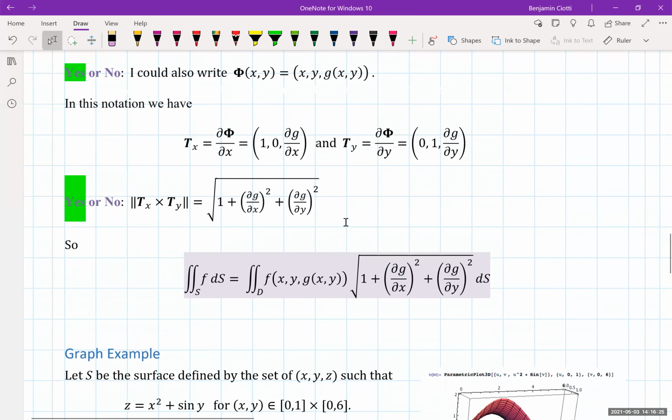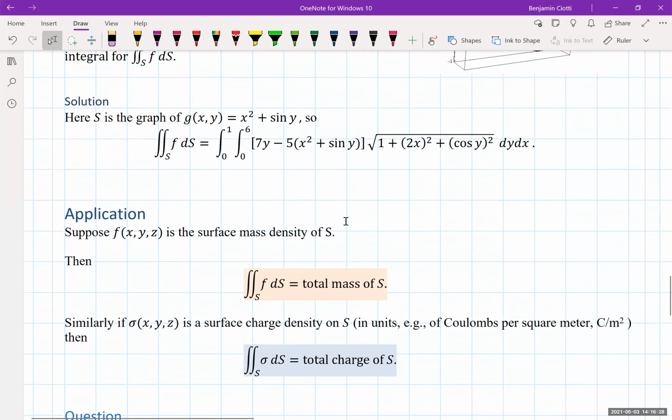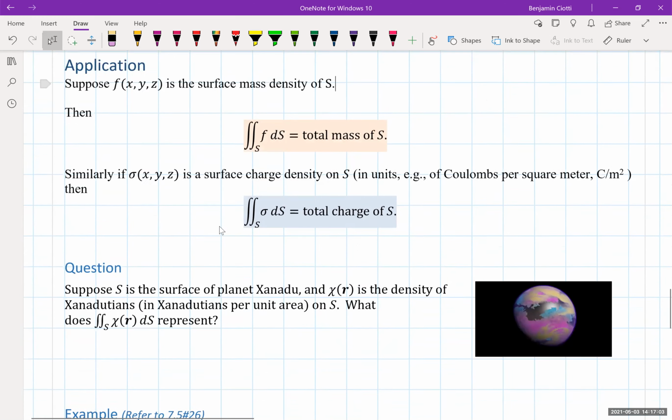Talked about the case that S is a graph. Example of that. So here's an application, by the way. Someone was talking about application. Here's another one. Other than average temperature, there is surface mass density, or in fact surface density of anything. For example, if you have mass on a surface, then integrating that gives the total mass. If you have charge on a surface, integrating that gives the total charge.